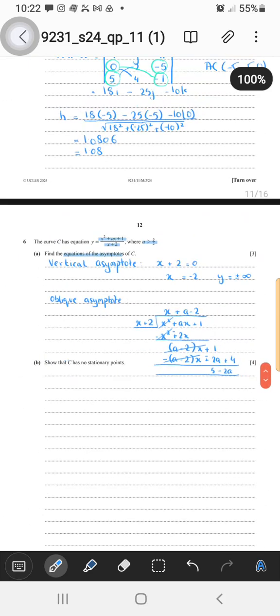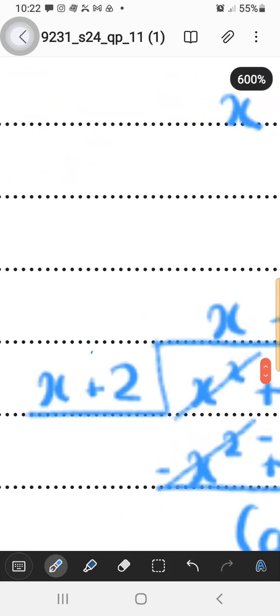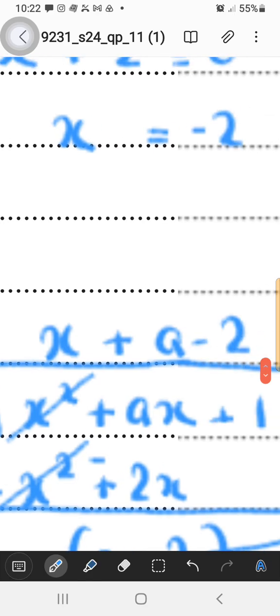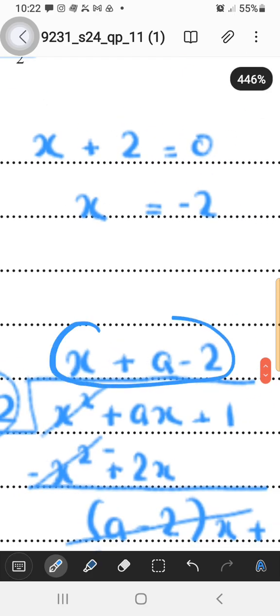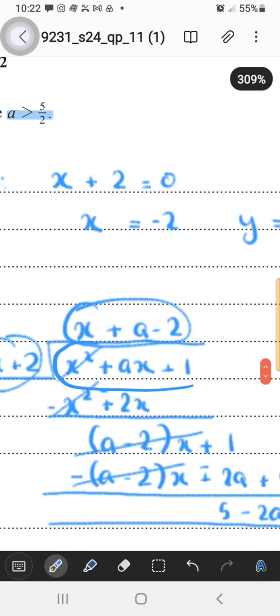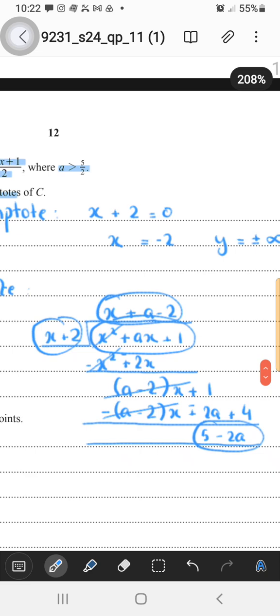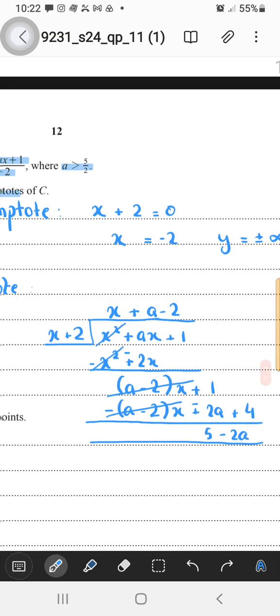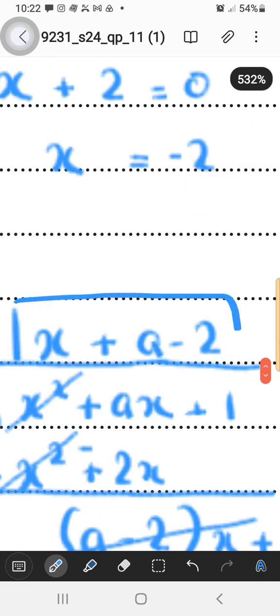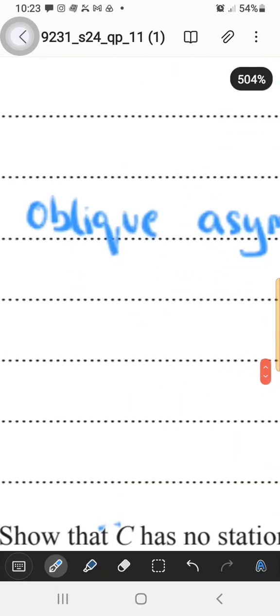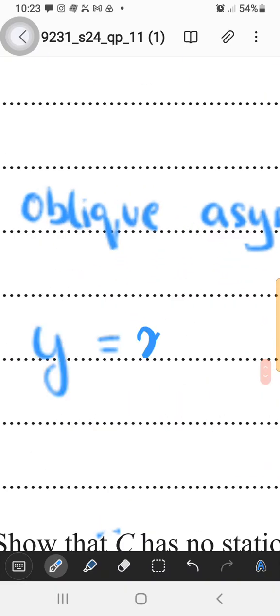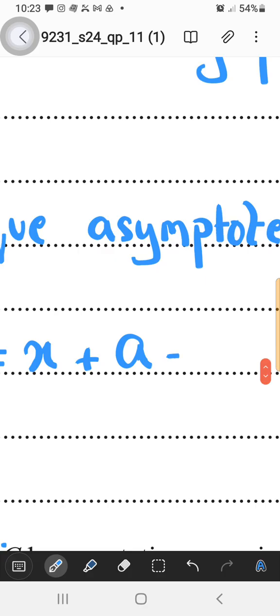Okay, so we got the oblique asymptote. Now the question, asked by a student, is where the oblique asymptote is. Let me tell you: this is the oblique asymptote. So now I can write y is equal to x plus a minus 2. This is the oblique asymptote.